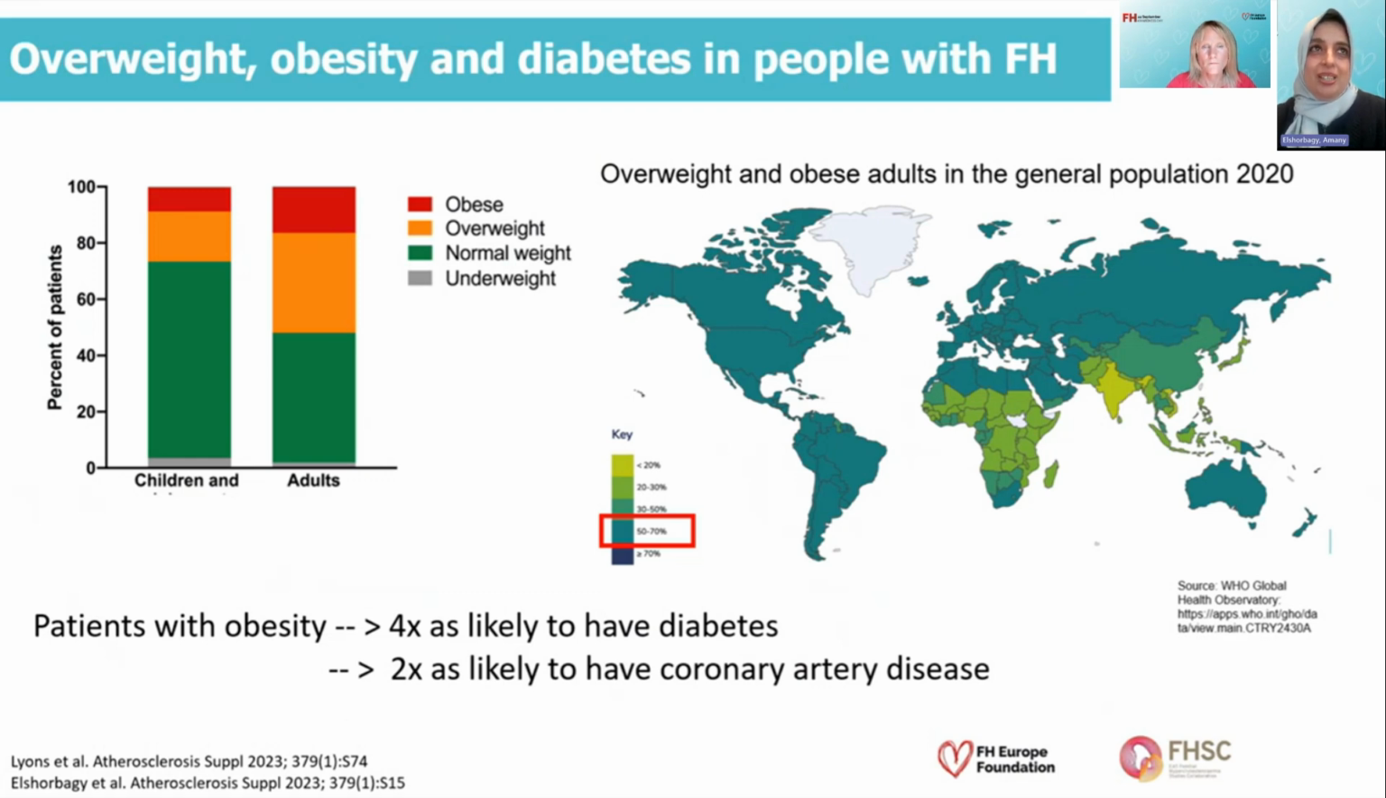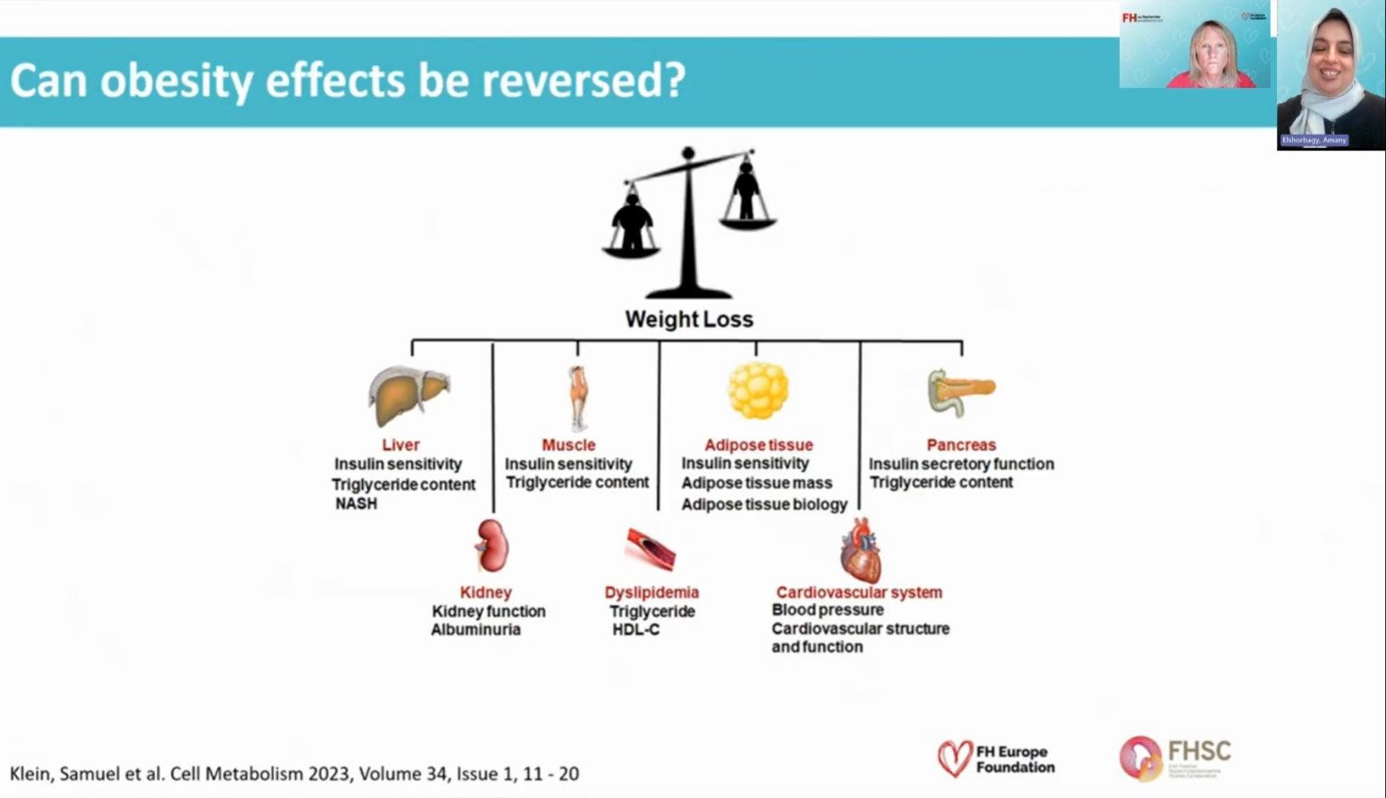And the good news is, at least from the general population perspective, now we don't have these data in FH, but hopefully soon. But from a general population perspective, it is very well known that weight loss will reverse a lot of the abnormalities that I explained earlier. So weight loss will bring back the insulin sensitivity. It will again make the tissues more sensitive to insulin.